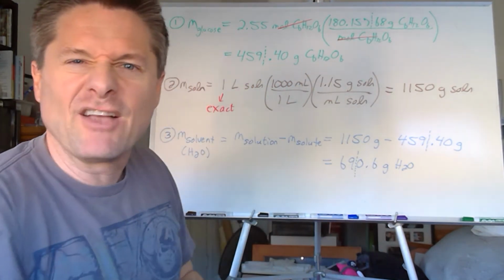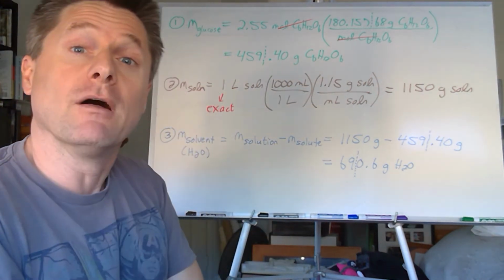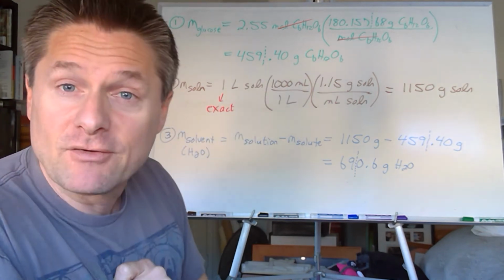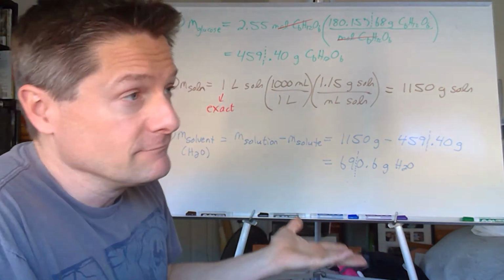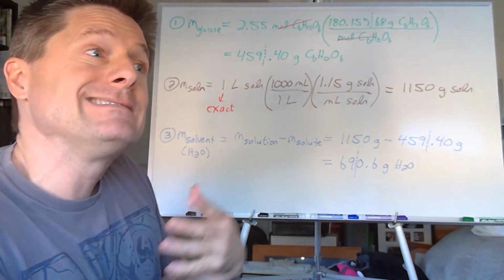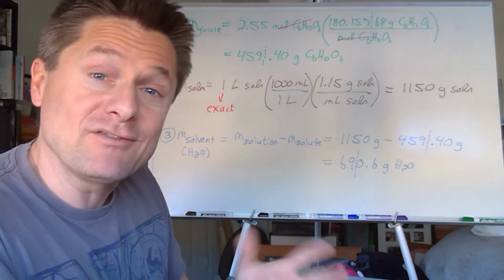So we use dimensional analysis in each step, leaving us 459.40 grams of glucose, our solute. Good to 3 significant figures. Not too tough, right? Prep chem stuff. Now, step 2, let's get the mass of the solution using the volume and the density. That's what we use density for, to convert volume to mass or mass to volume.